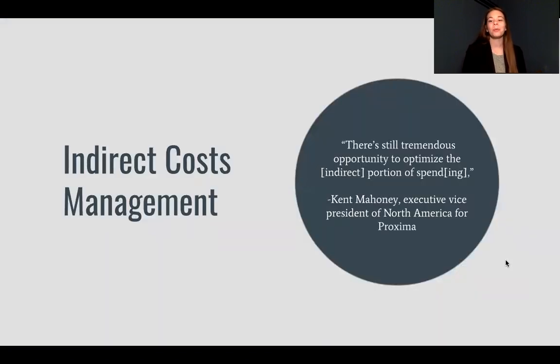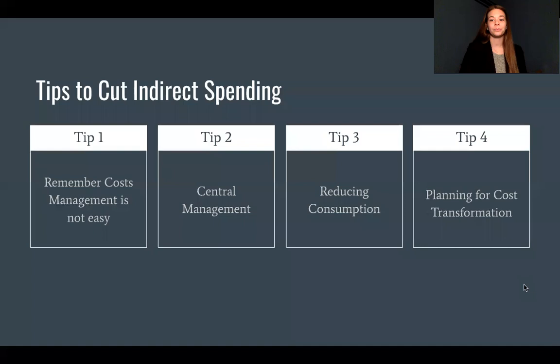I love this quote from Kent Mahoney. He says, "There is still tremendous opportunity to optimize the indirect portion of spending." This talks about how to manage indirect costs and how to decrease those costs to be able to optimize profits within your firm. There are 4 tips that this article gives that I'm basing my presentation on how to cut indirect spending costs.